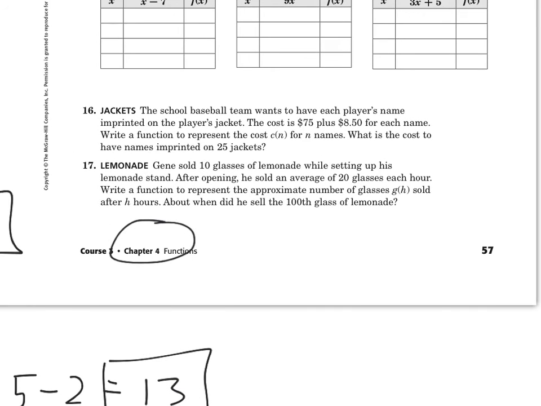All right, number 16. The school baseball team wants to have each player's name imprinted on the player's jacket. The cost is $75 plus $8.50 for each name. So wouldn't it make sense that we say that the cost is $75 plus $8.50 per name? So write a function to represent the cost for n names.